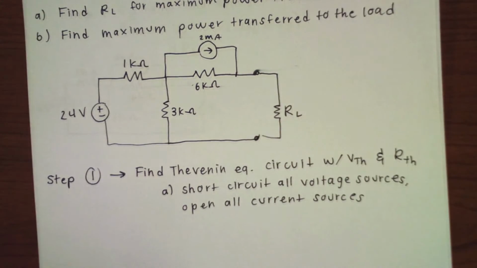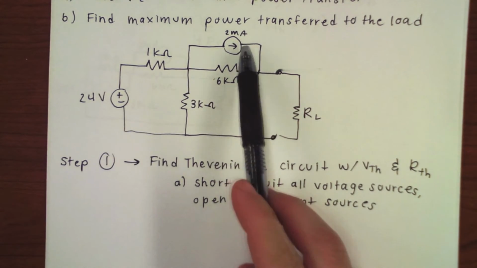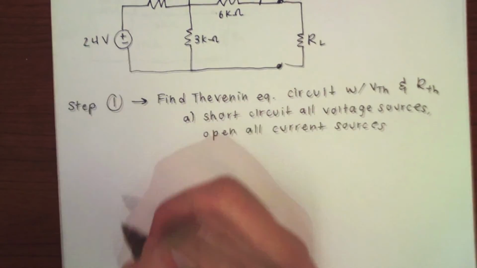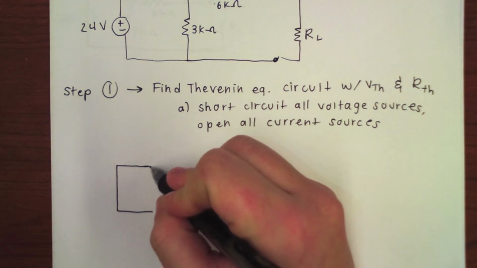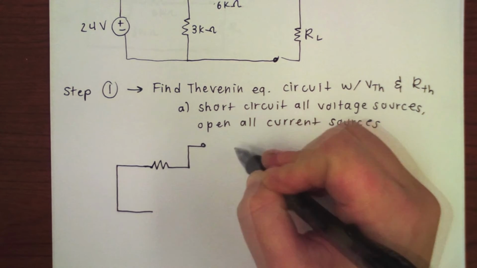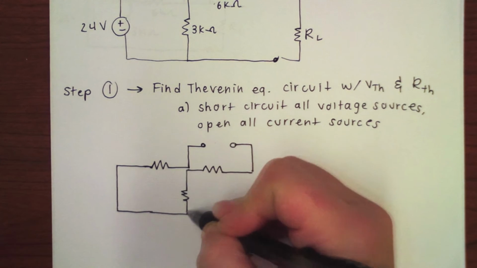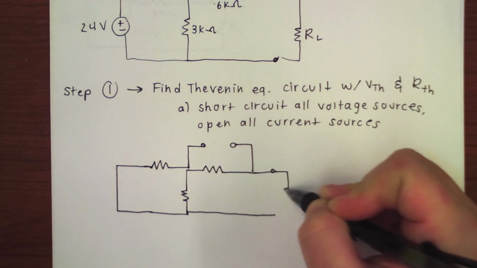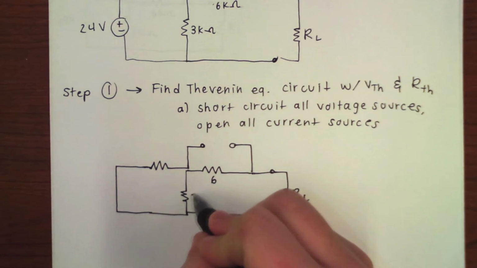So in order to find RL, step 1 is to find the Thevenin equivalent of the circuit, where we short circuit all voltage sources and open up all current sources. You can see we have a voltage source here and a current source here. So step 1, let's rewrite this circuit. There's our short-circuited voltage source and our opened up current source with all the same resistors, our load, and then I'll just write, for the sake of time, 6, 3, 1.